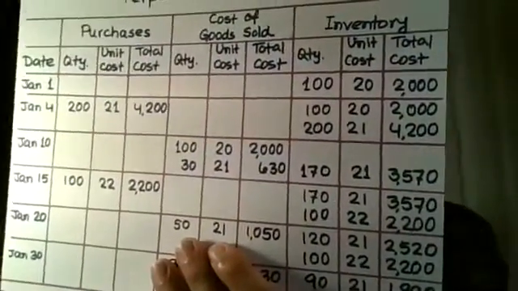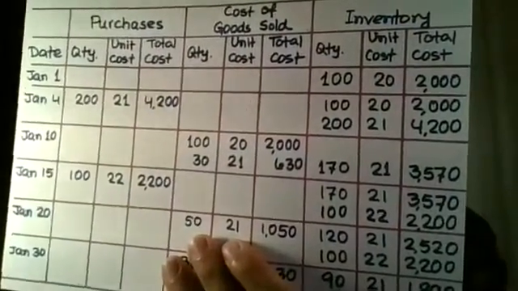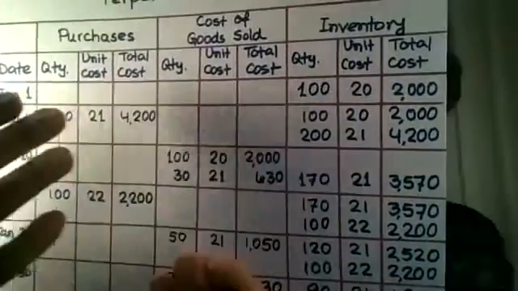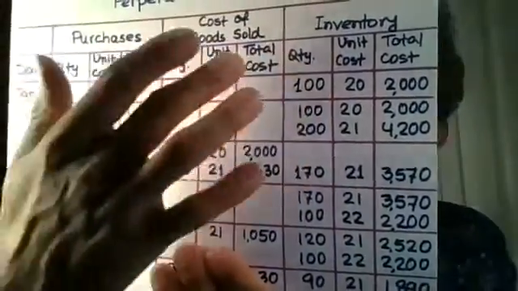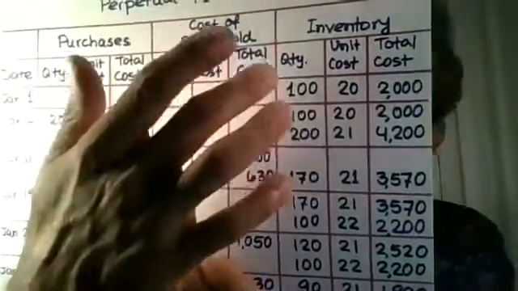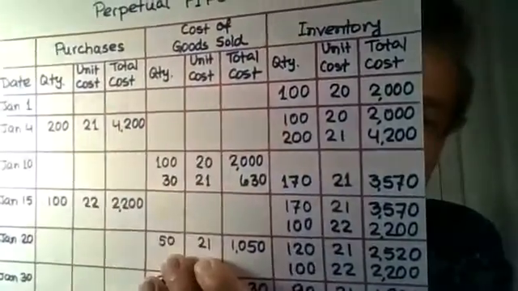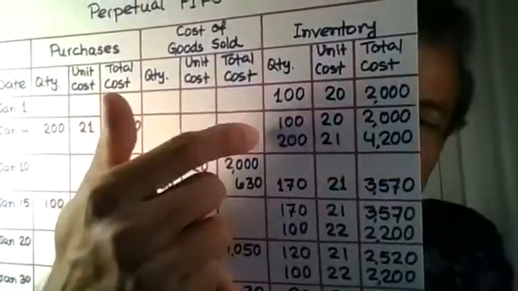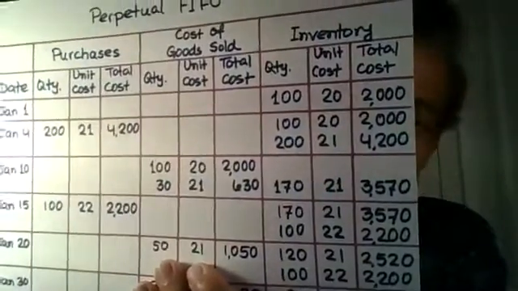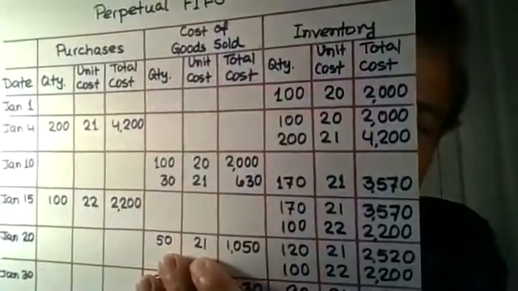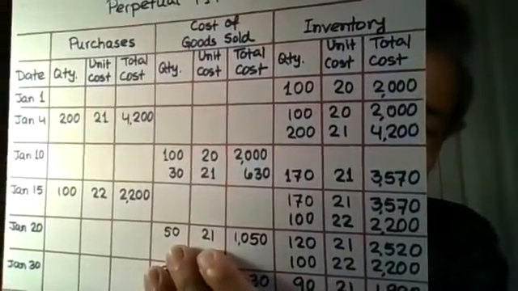Then you made a purchase of 200 units at $21. If you add this purchase to your beginning inventory, this is your closing stock: 100 units at $20, as well as another consignment of 200 units at $21. So this is your closing inventory after the first purchase.